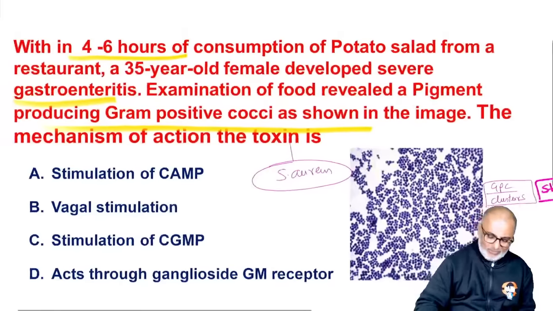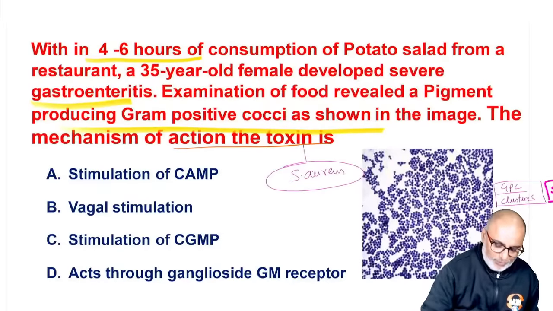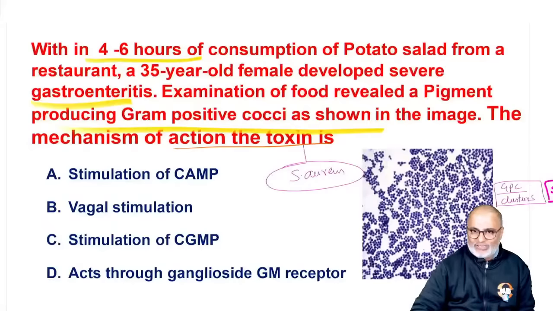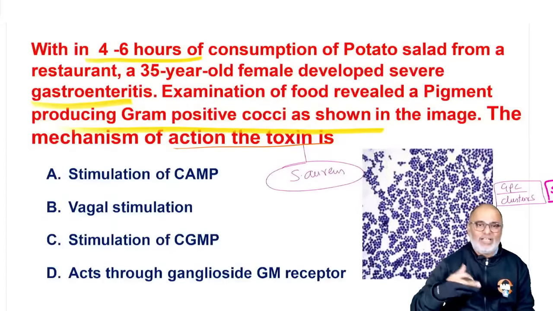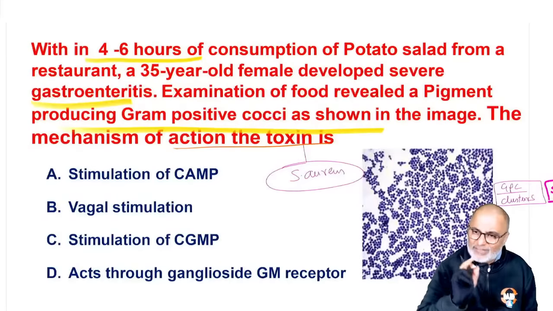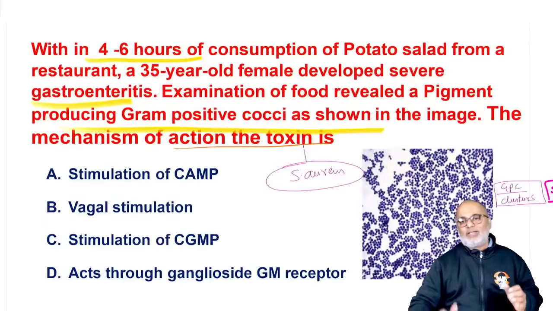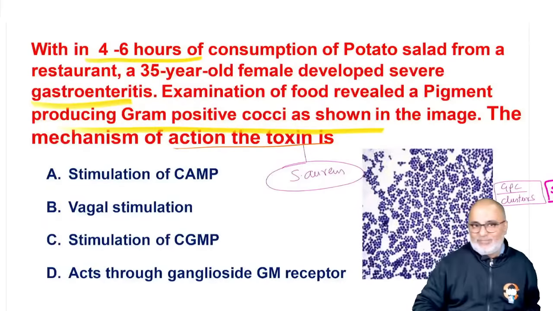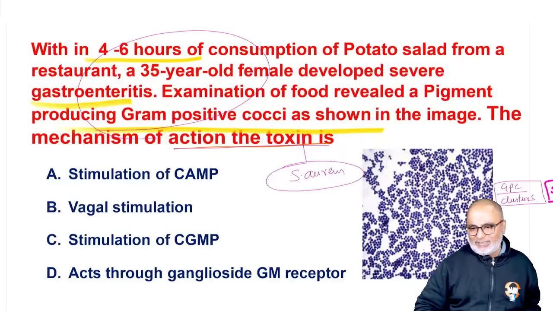Shown in the image. Perfect. Mechanism of action of the enterotoxin: it produces an enterotoxin, and within 1 to 6 hours, vomiting is the predominant feature. How does the vomiting occur? Even if you know the pathogen and the toxin, you should know the mechanism of action of the toxin. Nowadays questions are like that. The clinical part and microbiology part are beautifully integrated. Up to this, it's pure clinical part, but the mechanism of action of the toxin is the microbiology part.